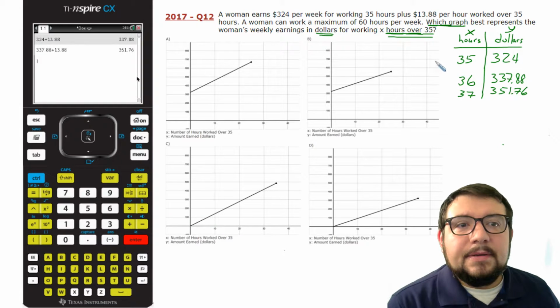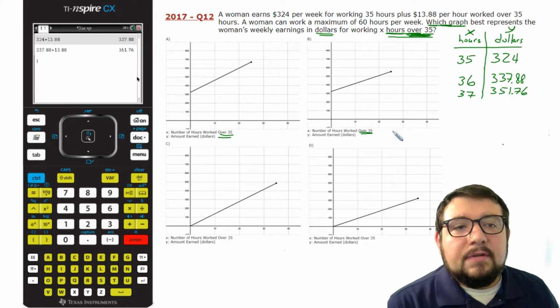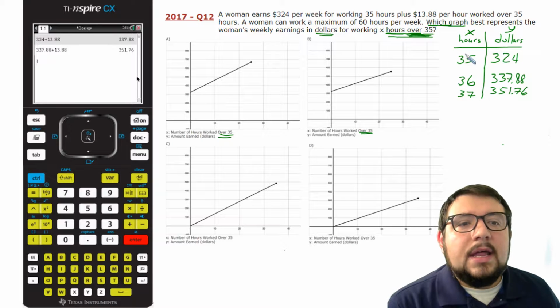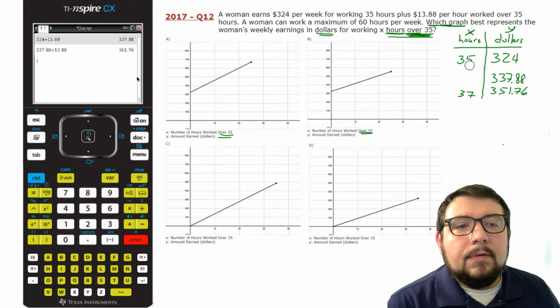However, she is working X number of hours over 35. That's very important. So these hours then are not really how we want them to be. How many over 35 did she work right here, for example? This was 1 hour over 35, and this was 2 hours over 35. And of course, how many hours over 35 is 35 itself? That would be 0, because it's not over 35 at all.